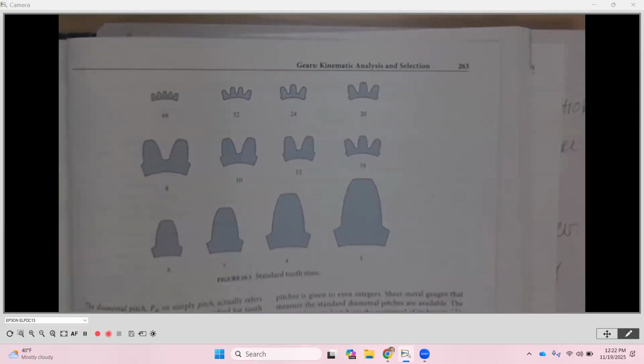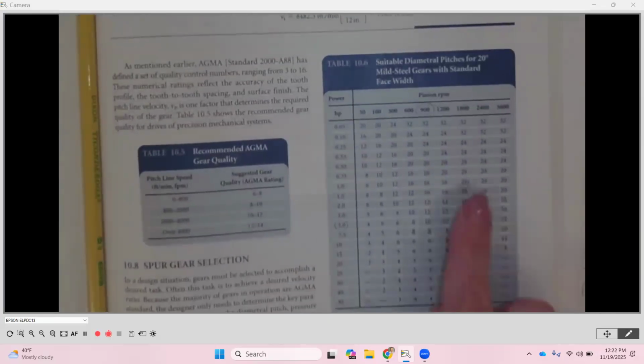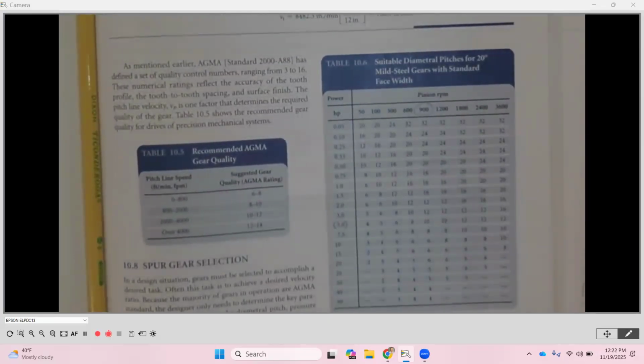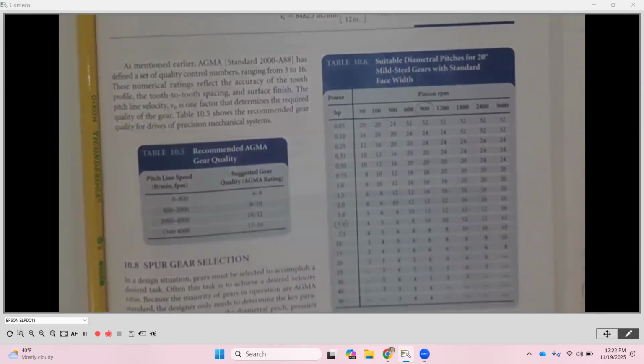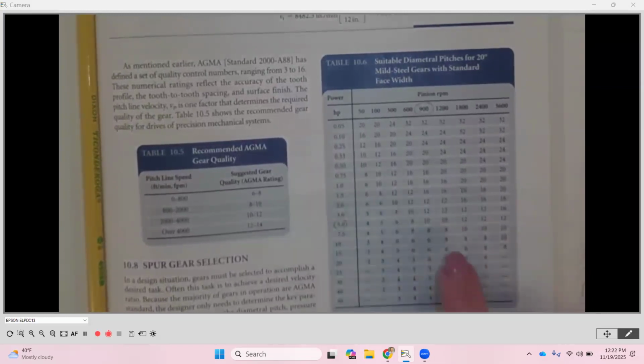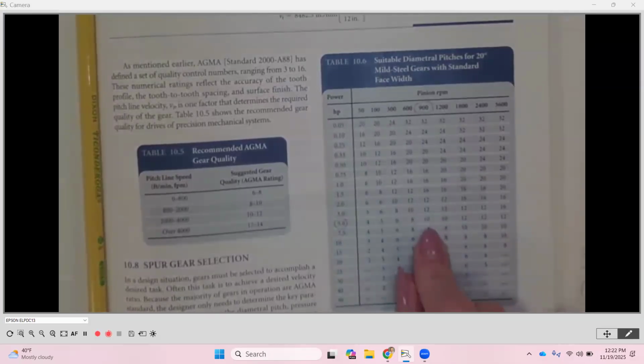So diametral pitch, the size of the tooth, will be integer numbers from a standard set of numbers that correspond to how large or small that tooth is going to be. Now, this chart gets us in the ballpark. Just like anything, we don't want to randomly pick a number out of the air for no reason. So what this does is take the RPM of our faster moving shaft and the horsepower for the application that we're using, and tells us the number to use for our diametral pitch. And that's where we start.